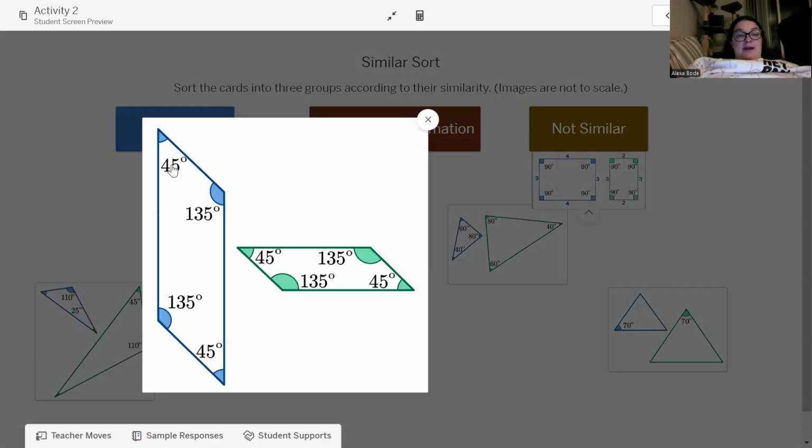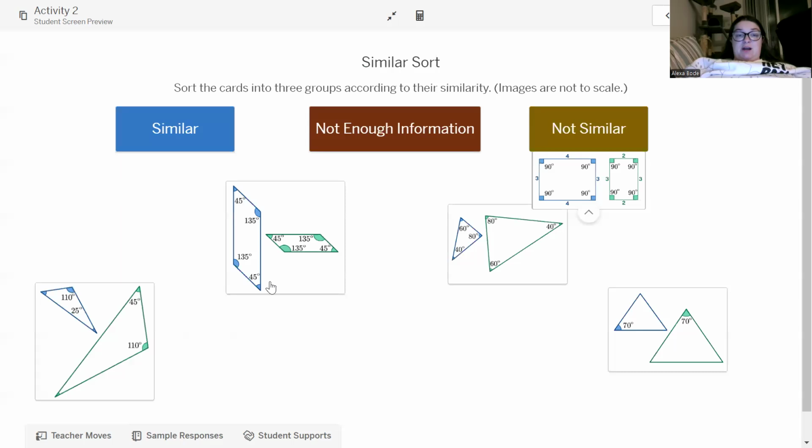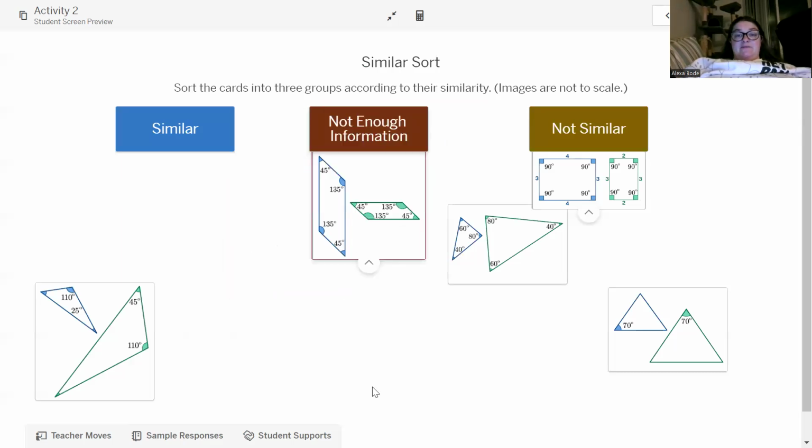Because these sides do not have the same scale factor, these are not similar. Looking at this one, our angles are all the same again. We have 45, 135, 45, 135, and then the same thing on the green. However, it does not tell us our sides. So because we don't know whether the side lengths have the same scale factor or not, this is not enough information.